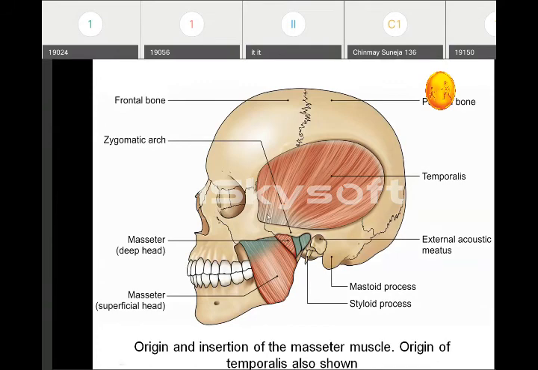As the fibers of temporalis are inserted over the coronoid process, the contraction of the muscle will close the mouth. We'll discuss the actions later on. So this is the first muscle, temporalis. Hope you understood the origin and insertion. Temporalis, as the name suggests, takes origin from the temporal fossa and gets inserted over the coronoid process.